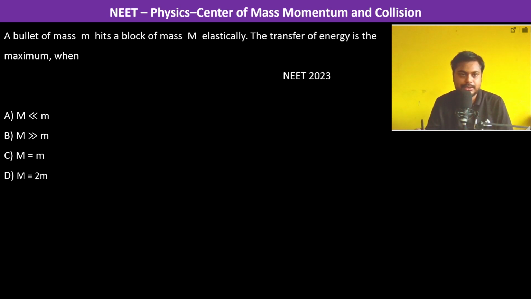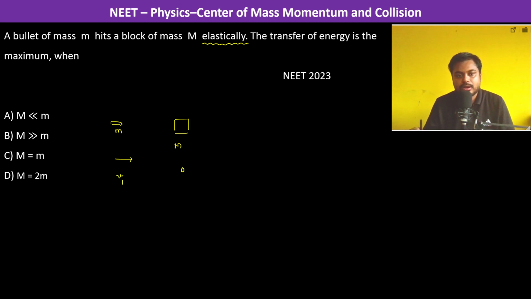A bullet of mass m hits a block. So this is the bullet, and this is of mass m. It hits a block of mass m. The transfer of energy is the maximum when this is happening elastically. So therefore, the transfer of energy is maximum. So this is going with the velocity, let us say v1, and this is at rest.